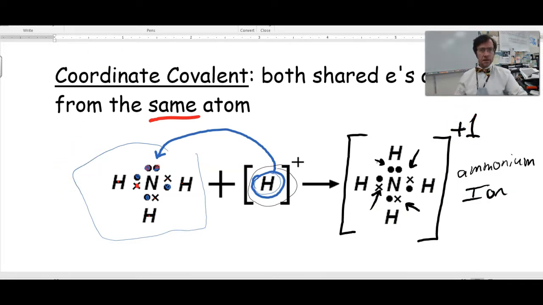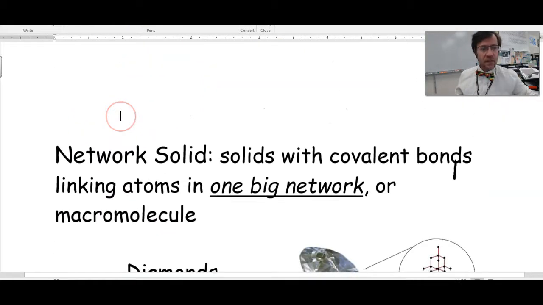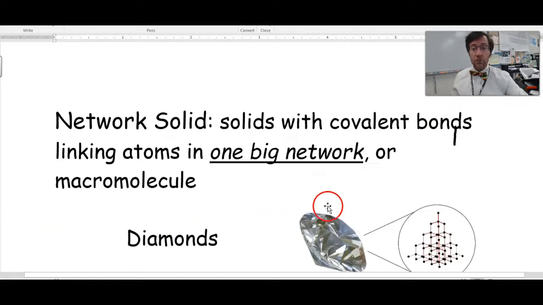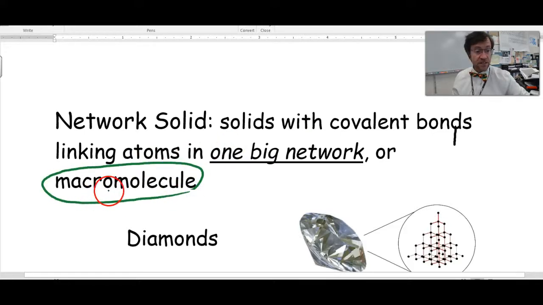Does that make sense? Hope so, because off we go to the next weird thing, and that's going to be network solid. Now, a network solid is a solid with covalent bonds linking all the atoms together in one big molecule, or what we call a macromolecule, right? The prefix macro meaning large, and molecule meaning covalently bonded.